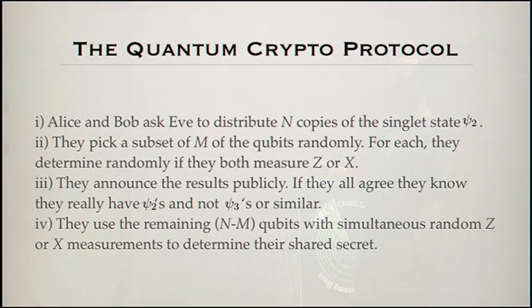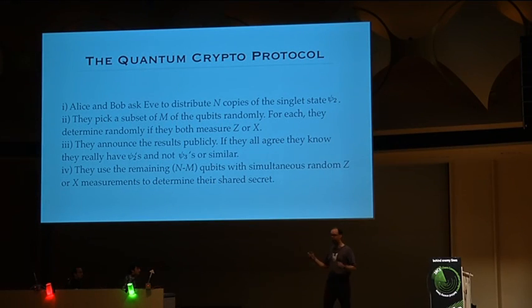Okay, now they pick a subset of these n copies, let's say m, and they pick the subset randomly and do either Z or X measurements on these, and they always do the same. Either they both do X or they both do Z, and they announce the results publicly. And if Eve has really prepared several psi 2 states, then the results will always agree.